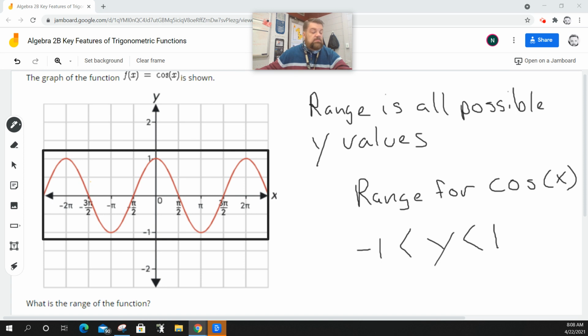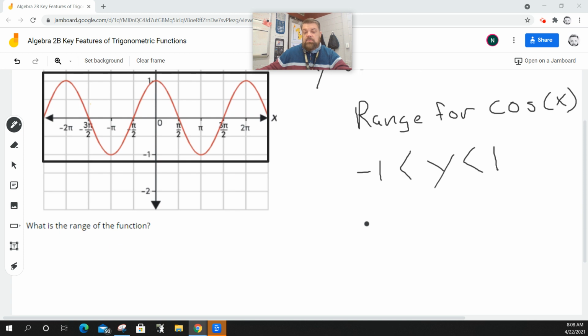And really, that's it. Now, you could write it this way, or you could write it this way, where you have your lower boundary and your upper boundary. And that's it on that one. That's pretty easy.